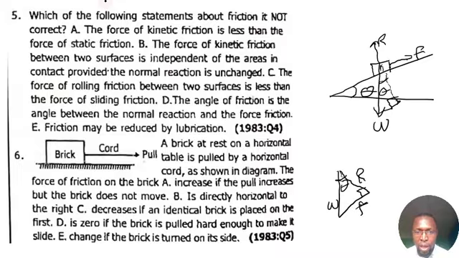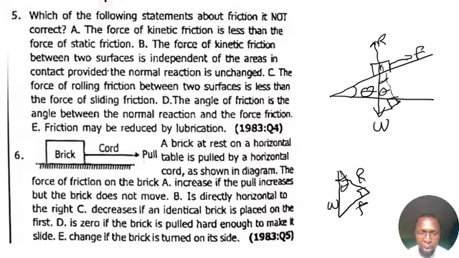Now the question is saying that the angle of friction is the angle between the normal reaction and the force of friction. Can you see it now? Is that true? That's not true. The angle of friction is the angle between the normal reaction and the weight. That's how to check it. So that option is not true. Then, friction may be reduced by lubrication. That's correct. So D is the correct answer because we have to check what is not correct there. All right? Okay, let's go on to the next question.